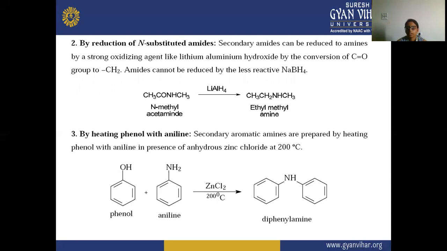So here, the secondary aromatic amines are prepared by heating phenol. This phenol is an aromatic compound, and aniline is also an aromatic amine. When both of them react in the presence of a catalyst, anhydrous zinc chloride, at 200 degrees centigrade, which is a very high temperature, there is a formation of the secondary amine, diphenylamine.